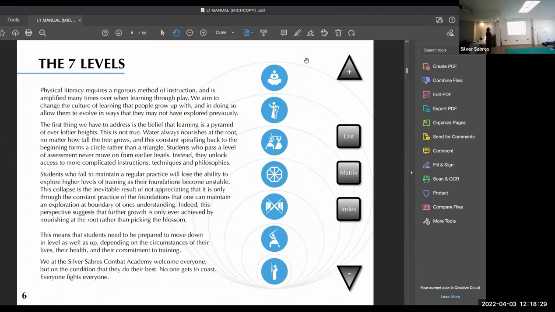Physical literacy requires a rigorous method of instruction and is amplified many times over when learning through play. We aim to change the culture of learning that people grow up with, and in doing so, allow them to evolve in ways that they may not have previously explored.